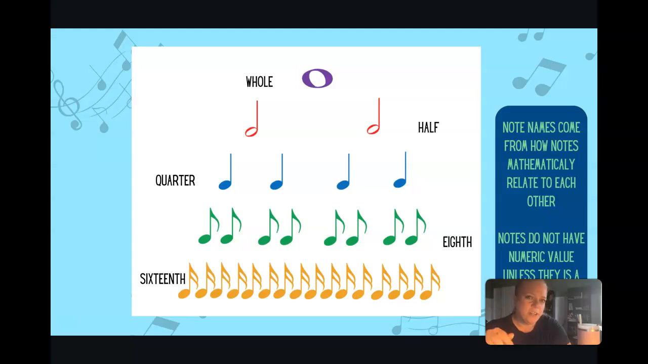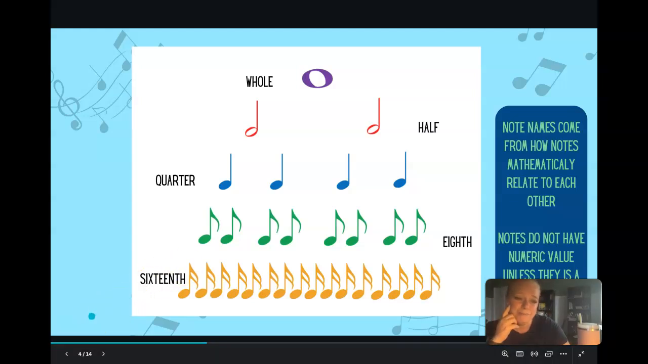In the next video, we'll talk about the symbols that we use to communicate about silence and some of the other things that are important to doing rhythm duration. Good luck.